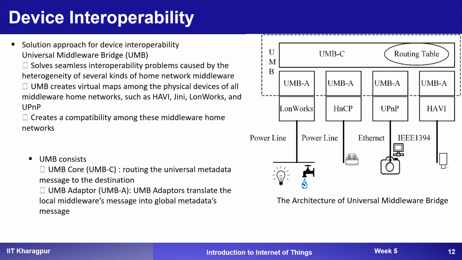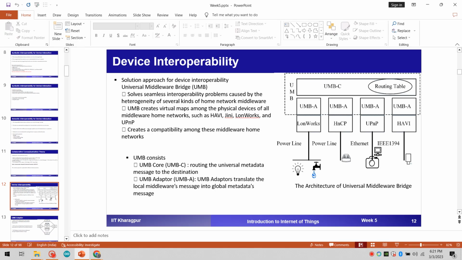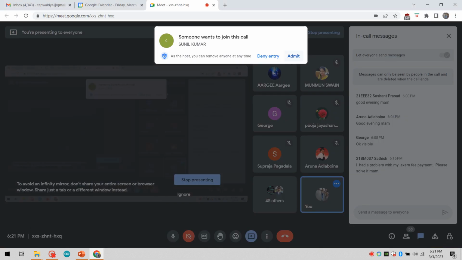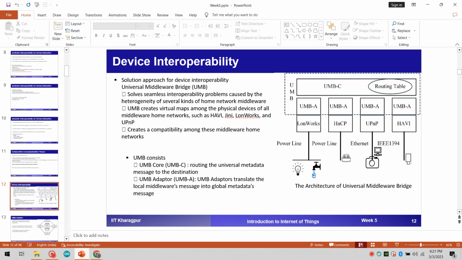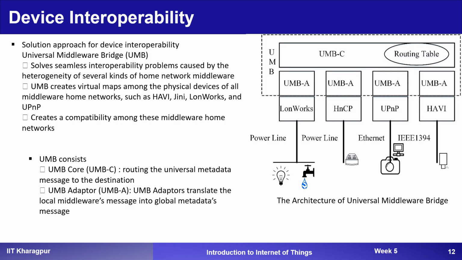Now the device interoperability. In order to achieve device interoperability, the solution is UMB, that is the universal middleware bridge. It solves the seamless interoperability problem caused by heterogeneity of several kinds of home network middlewares. UMB creates a virtual map among all the physical devices of all the middleware home networks, such as Jini, LonWorks, HAVi, UPnP, right? So it creates a compatibility among these middleware home networks. The components of UMB are the UMB core and the UMB adapter.